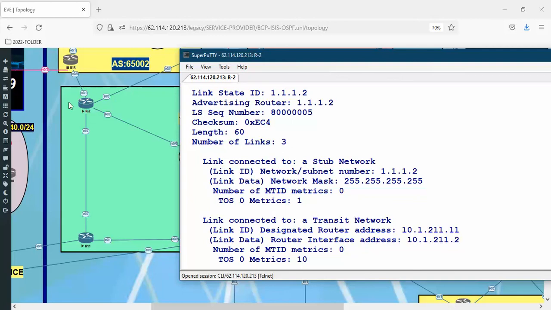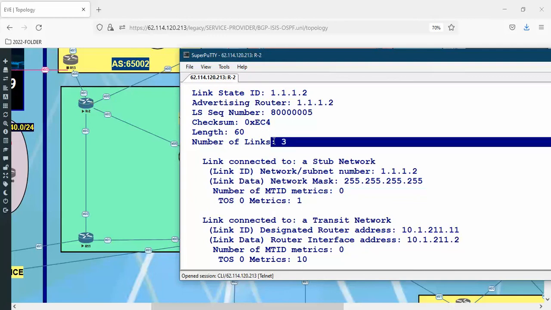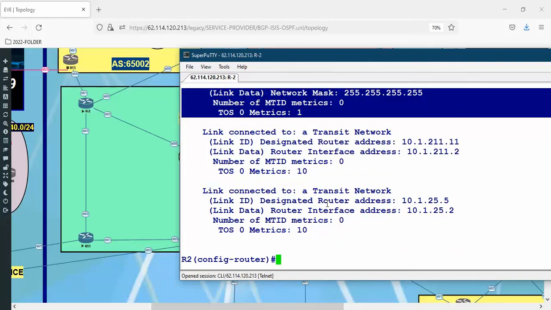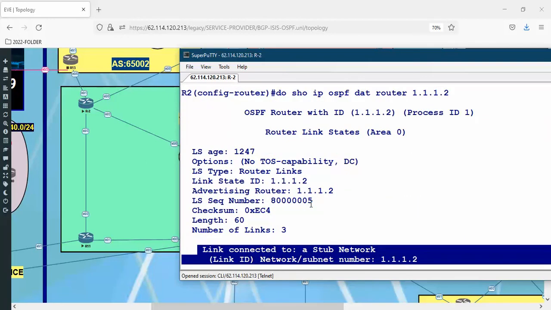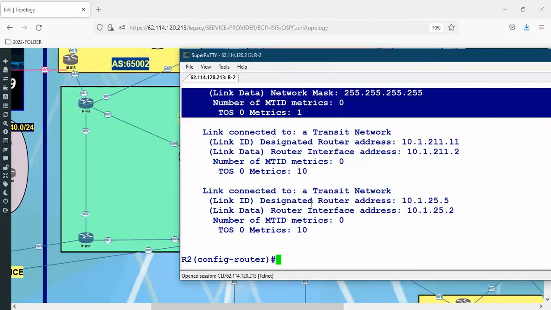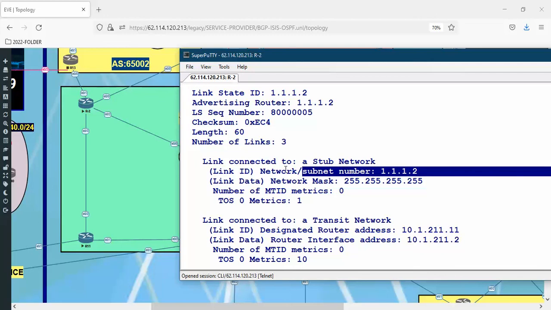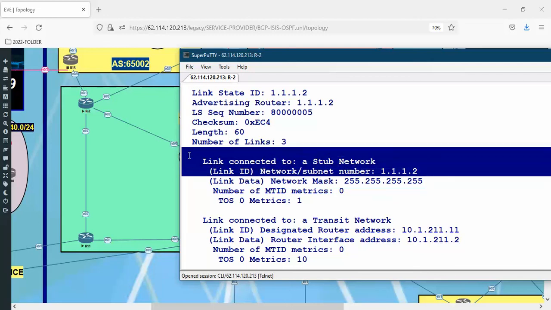I'm just here on router 2. We have 3 links: the loopback, the 02, the 03. These are the links that OSPF is running on. But what are we actually advertising from all three links here? This is the one.